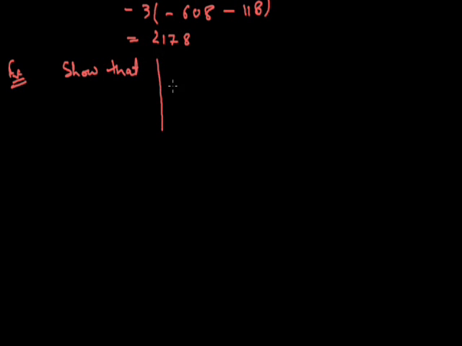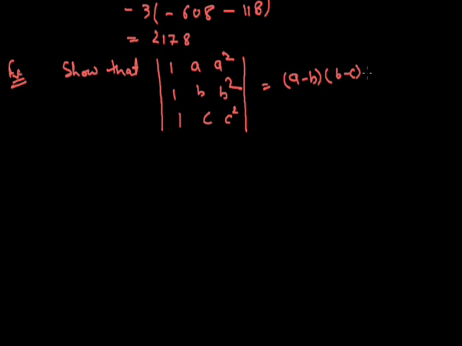Second example: show that the determinant with rows 1, a, a square; 1, b, b square; 1, c, c square equals a minus b, b minus c, c minus a. Similarly we can simplify this directly, but here the elements in the first column are 1, 1, 1, so by using this we can terminate.